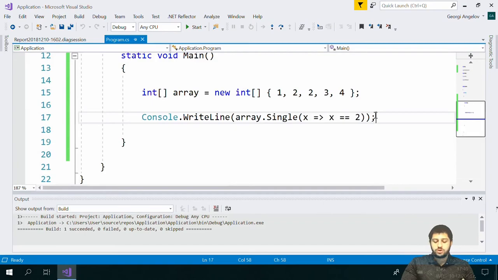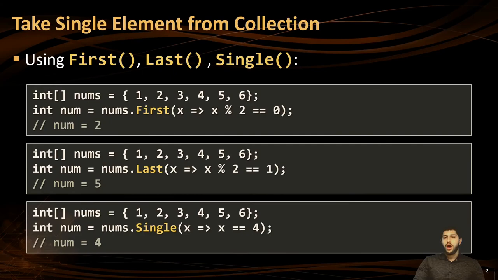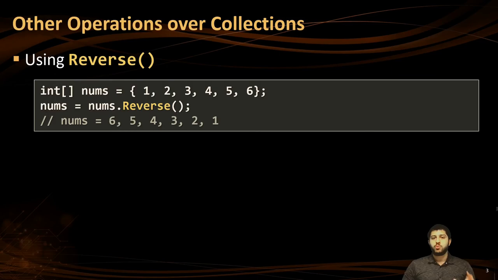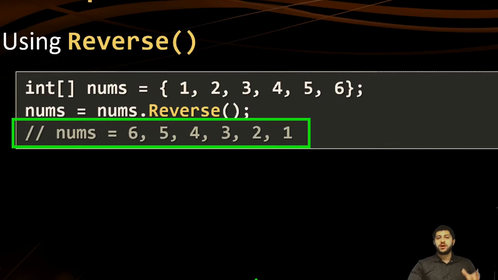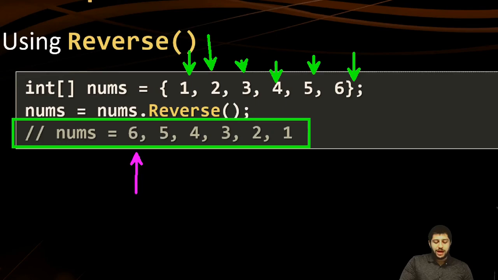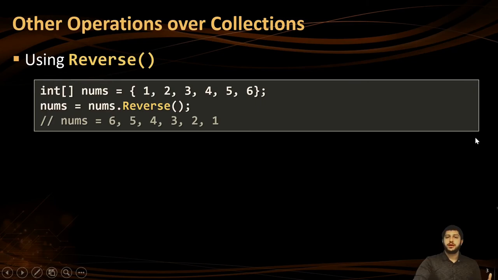Now, two other really nice methods that we can use. One of them is called reverse, which is actually pretty straightforward. It just takes a collection of items and reverses them. It just reverses the order of items. So if here is 1, 2, 3, 4, 5, 6, here we have 6, 5, 4, 3, 2, 1. And imagine we have dates. If we want to reverse the dates, we just say dates dot reverse.